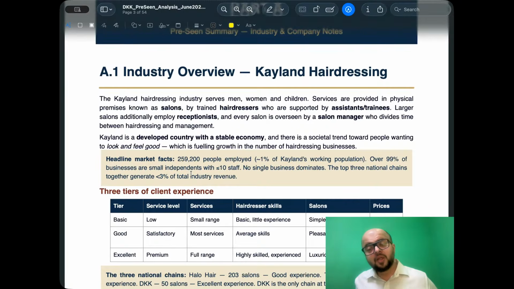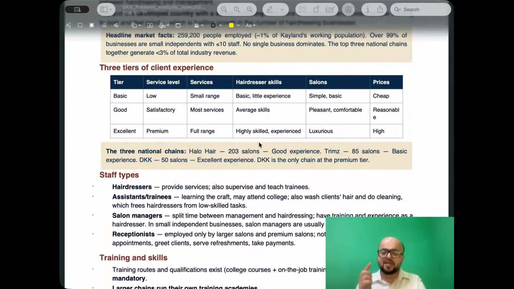Now, if you have a question about where I got this data from, I took it from the pre-seen PDF, and I have double checked everything. So don't worry, the numbers are from that very source. But yes, keep on reading, keep the PDF open in front of you. There are three tiers of client experience: basic, good, and excellent. The basic package is low level service, small range, basic or little experience. Like in my case, whenever I go to a hair cutting place, what does the person ask me? What do you want to do? I said, why is this a question?